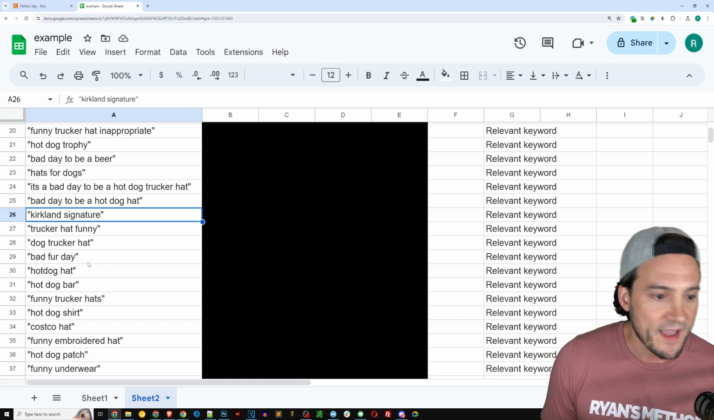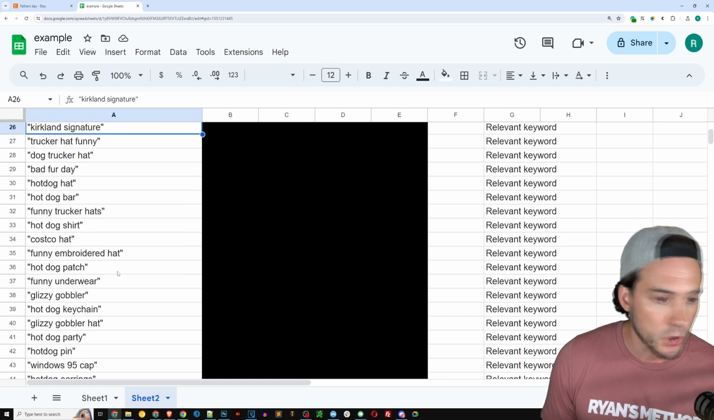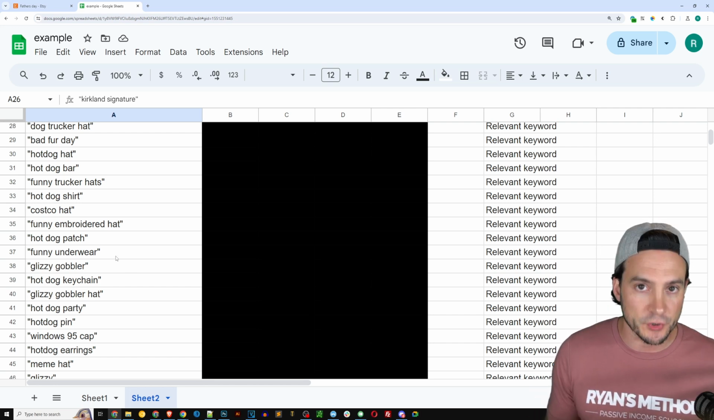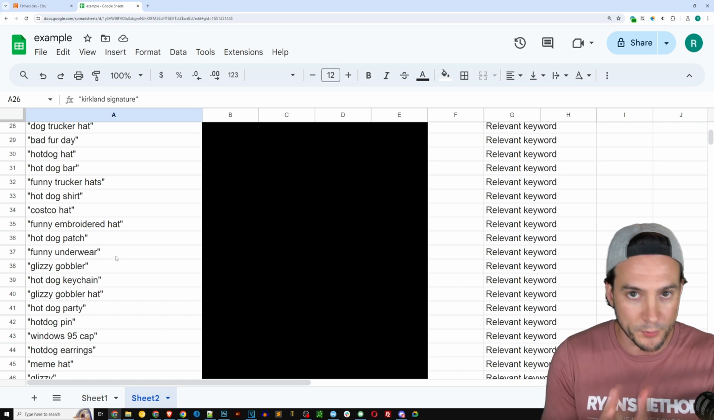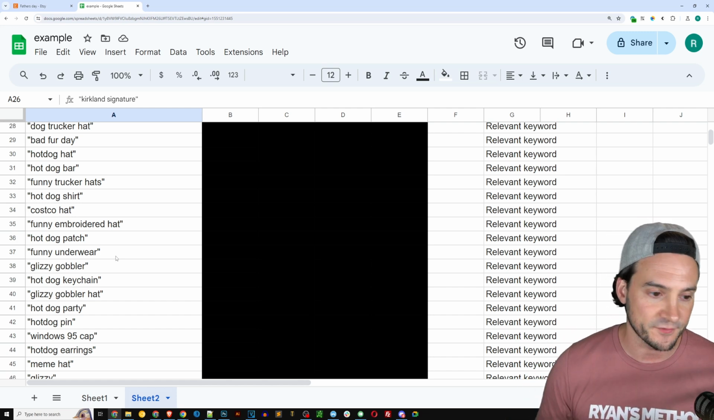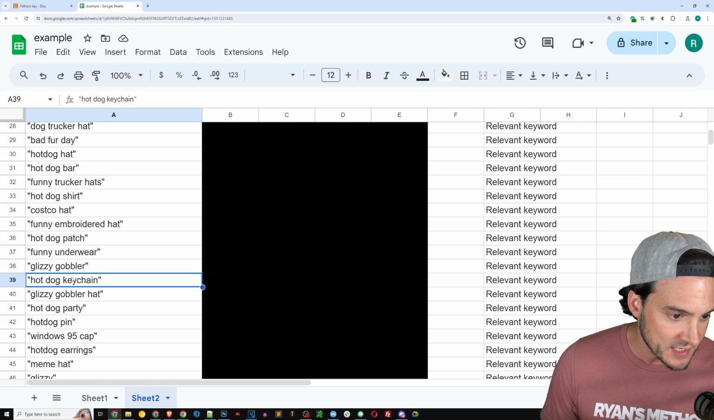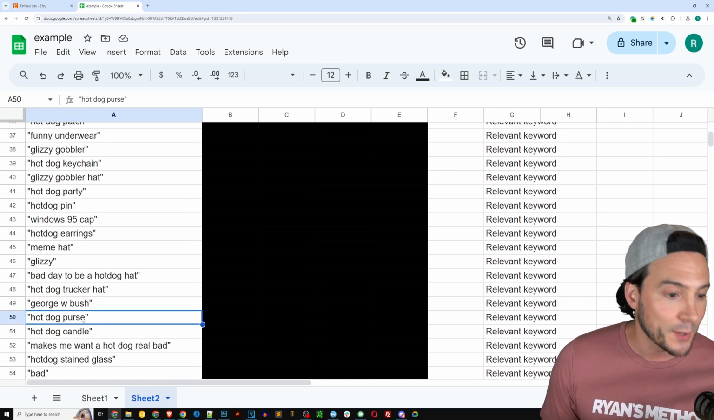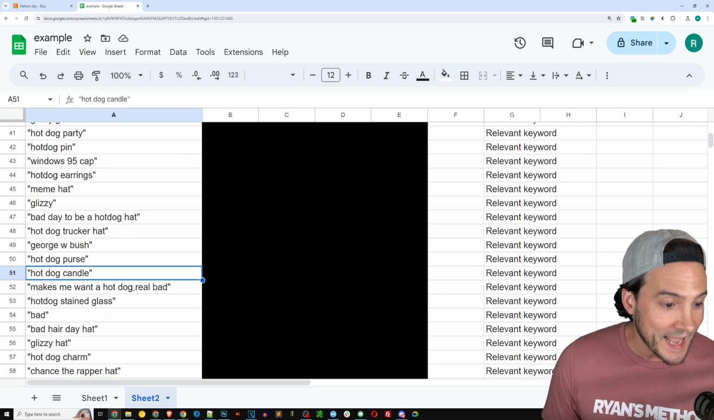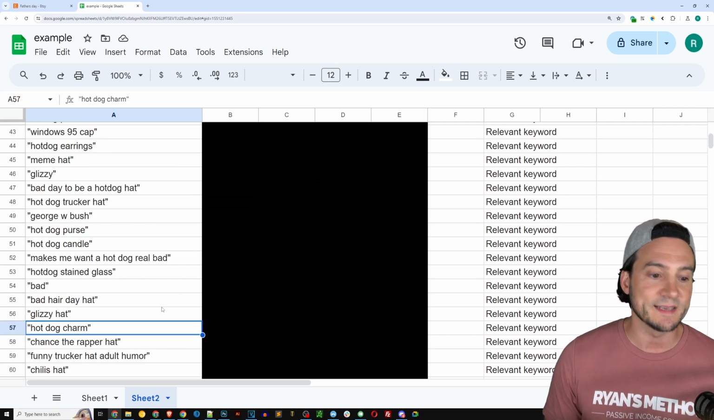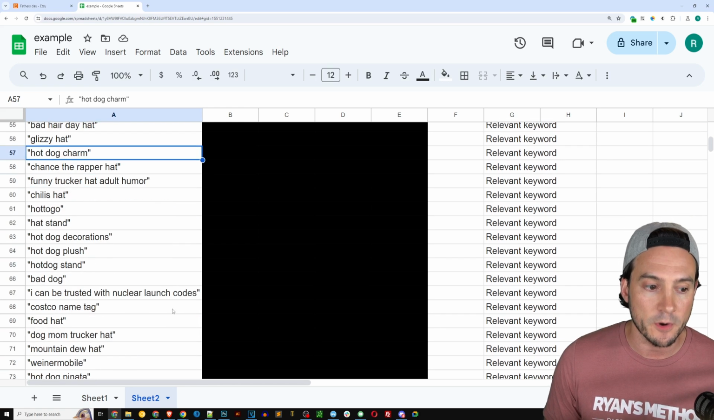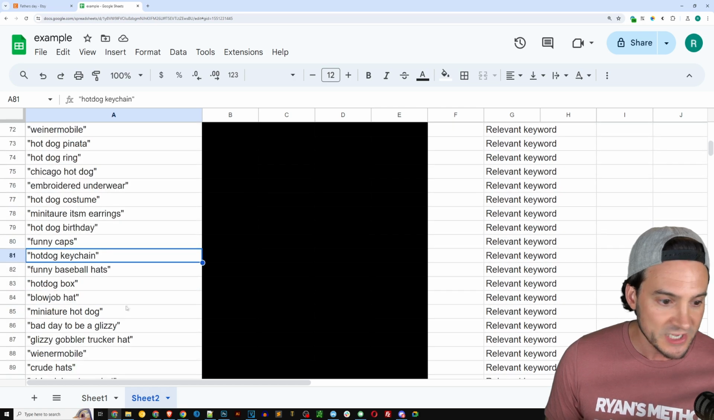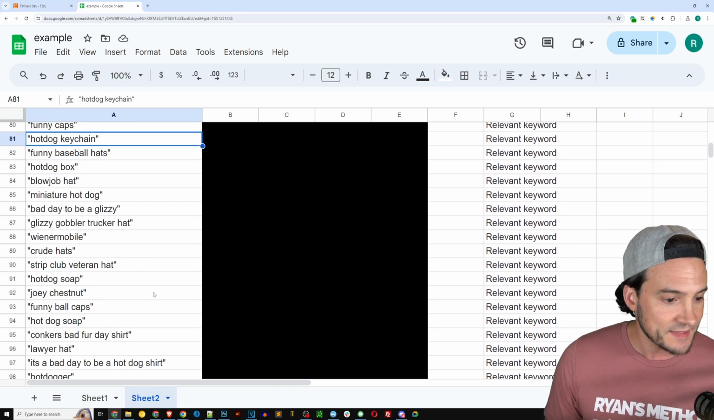What else is there? Have you guys ever done this before? Let me know if you've gone down the rabbit hole and looked at the different search terms that Etsy will advertise your products on when you enable Etsy ads for a product. You see keychain right here. You've got slang for hot dog, glizzy. You've got purse, hot dog purse, hot dog candle, hot dog charm. Guys, these are only popping up here because people are actually typing it into Etsy's search bar. You got keychain again.